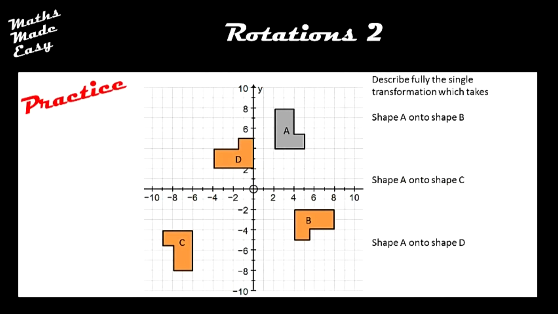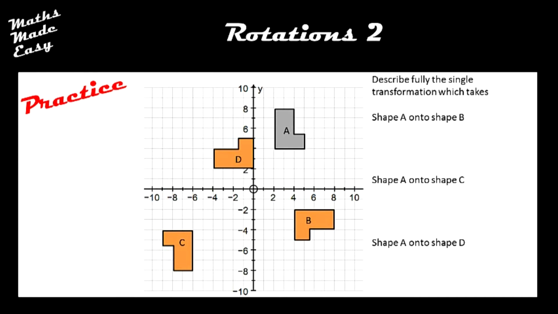Here are 3 for you to have a practice at. Again, these are quite difficult to do on the computer screen, so what I suggest is get some squared paper that you'll have in your exercise books and possibly borrow some tracing paper from your kind maths teacher at school. Copy these shapes out and then have a go at describing the transformation which takes shape A to B, A to C, A to D. Pause the video here, hit play when you're ready to hear the answers.